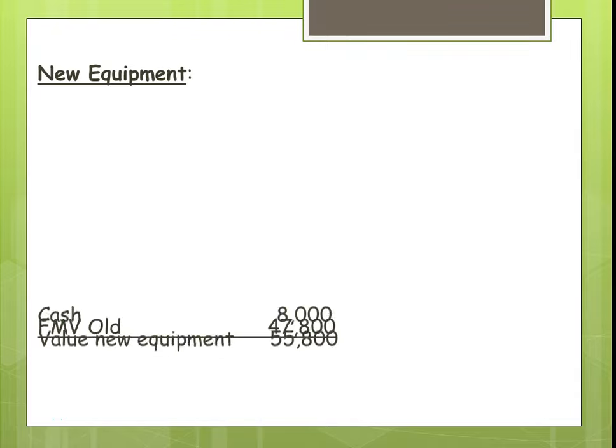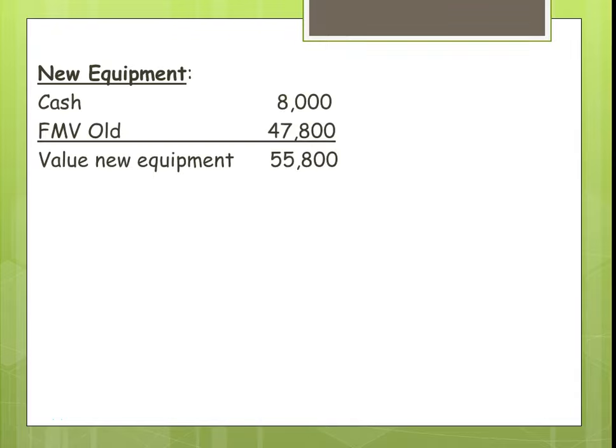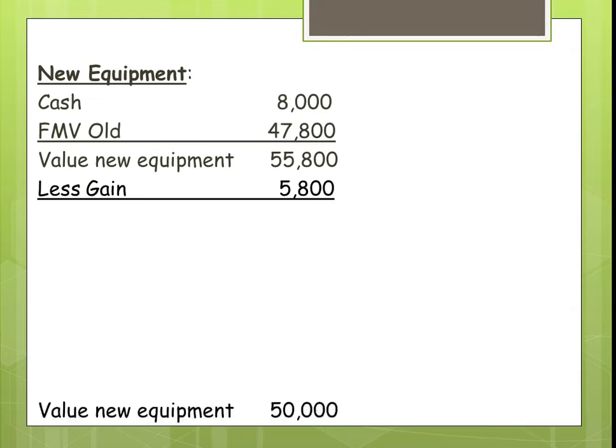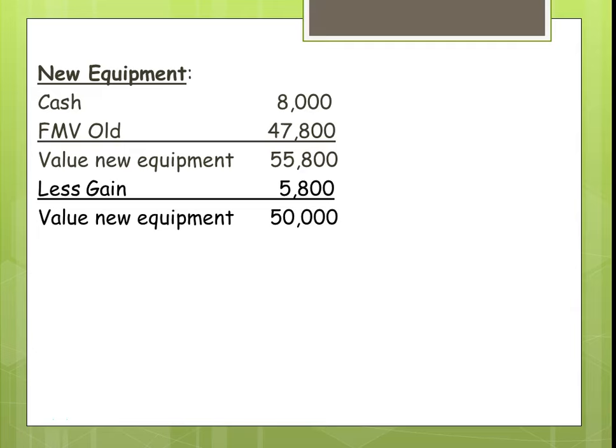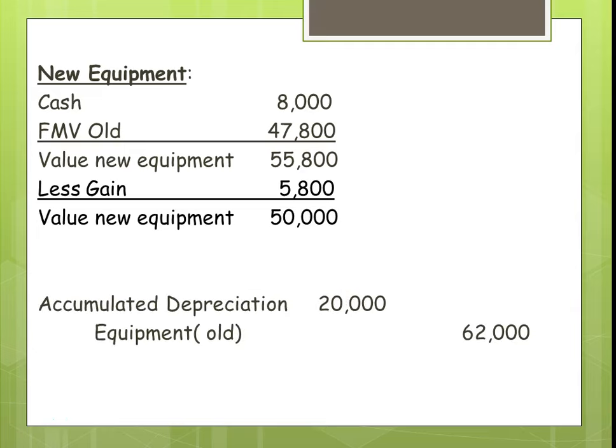So we try to come up with the value of the new equipment. In this case, the value of the new equipment is $55,800, but we have to subtract the gain, which means we can only book the new equipment at $50,000. So again, we take the old equipment off the books, book the cash, and then book the value of the new equipment. This ends this section.